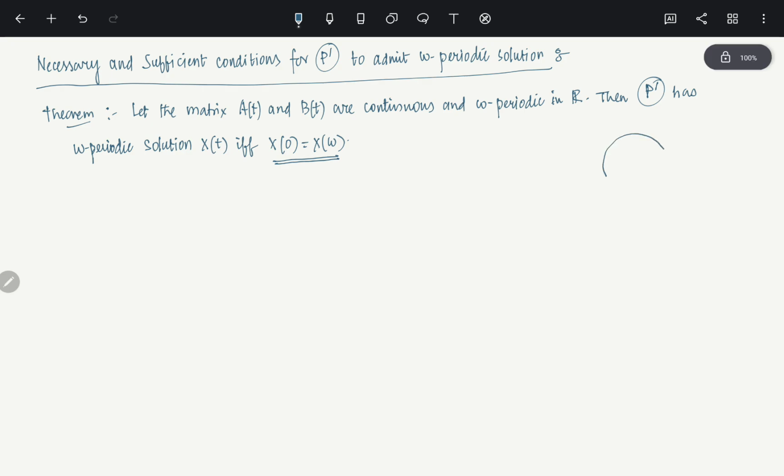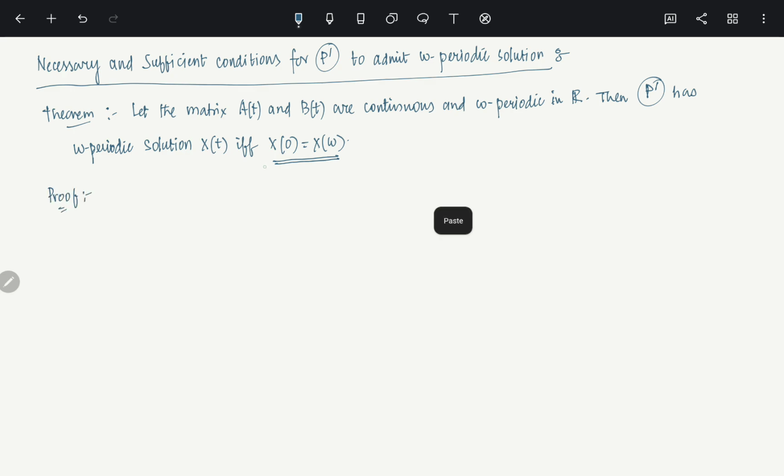If you have a solution which is like a closed curve, what happens? It will again go on doing the same thing, right? So it is going to be periodic. That's the idea essentially. If the system is periodic, so A and B are W periodic, then the solution you are going to get will be W periodic if and only if x0 equals xW. Okay, so let's look at the proof.